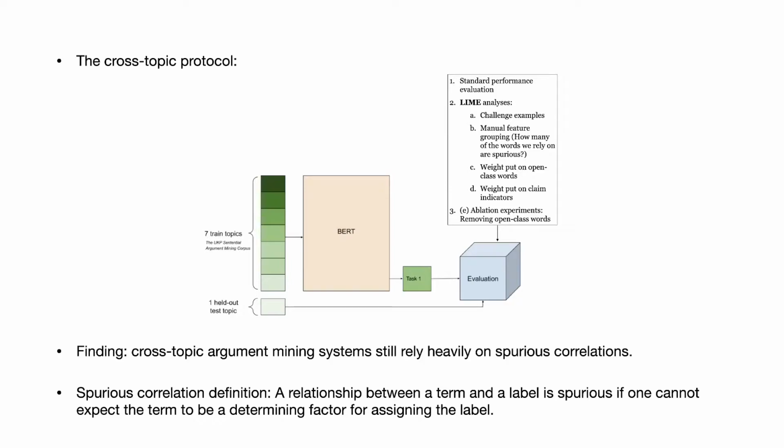In these analyses, we found that cross-topic models still rely heavily on spurious correlations. Now, let's firstly break down what spurious correlations are and why they pose a problem. We say that a relationship between a term and a label is spurious if one cannot expect the term to be a determining factor for assigning the label.